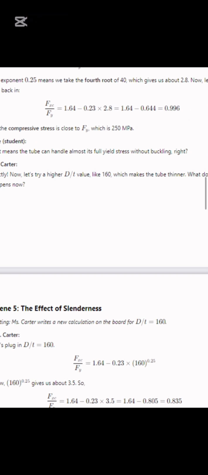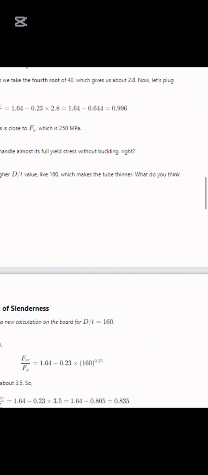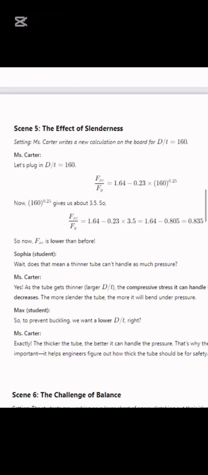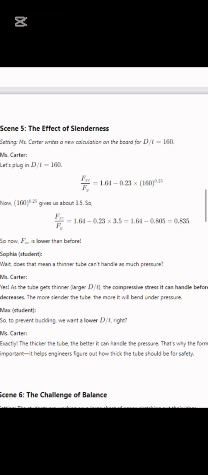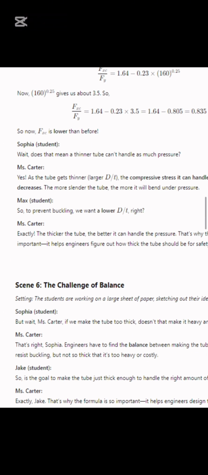Yes, exactly. Now let's try a higher d/t value like 160, which makes the tube thinner. What do you think happens now? Let's plug in d/t equal to 160. So that gives us 3.5. So Fx is now lower than before.